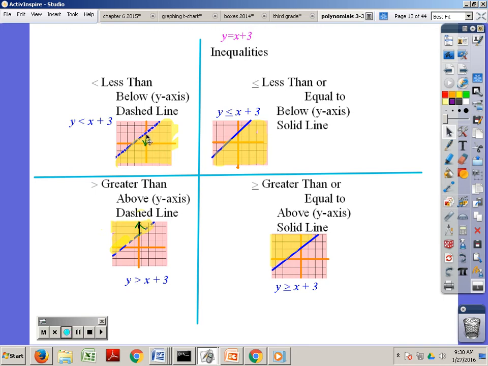The line is the same. Y-intercept of 3, slope of 1, and we're below. So it's below the y-axis, which creates this whole region. For greater than, it's just going to be above, and this whole region. Once again, those two are dashed. On the other side, we've got less than or equal to, so our line is solid. Greater than or equal to, so our line is solid. But the line is the same, x plus 3. This is now just above, and this one is below. Please copy down this page into your notebook.